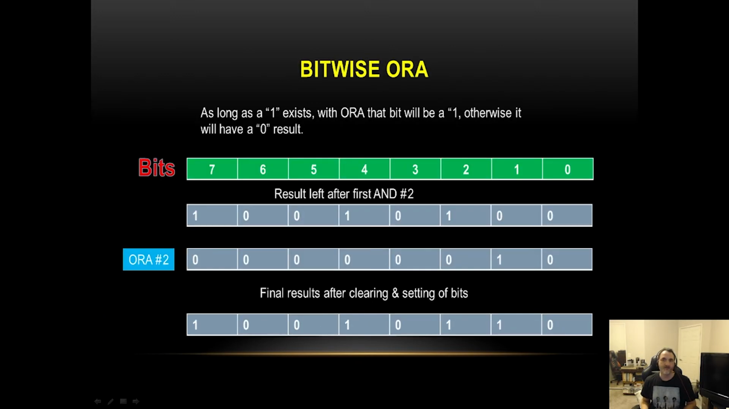Now here's the rest of it. It also does masking of OR, so it can basically turn on the bits that it needs. As long as a 1 exists with OR, that bit will be 1. Otherwise, it will have a 0 result. And you can see I put bits again there, and the result left after the first AND. I left that calculation there, and then I show the OR and the final results after clearing and setting of bits, assuming this is correct.